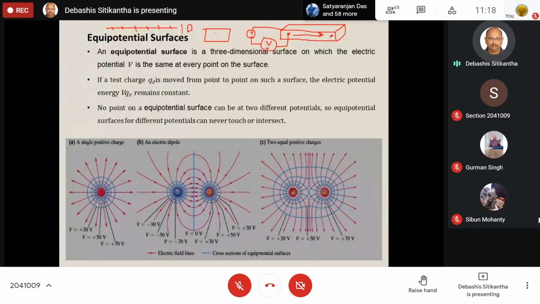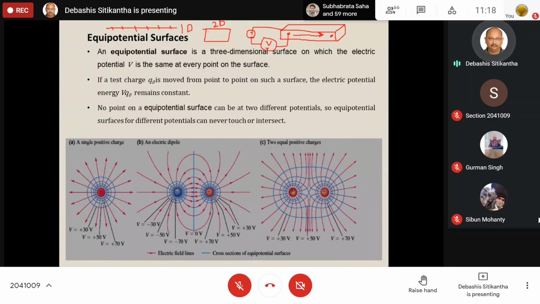Similarly, I talked about this example of a homogeneous sheet of metal. So this is two-dimensional, and even in this case, if the dimension is not very large, then all the points are supposed to be at the same electric potential. But in true sense, if we generalize, every equipotential surface is a three-dimensional surface.